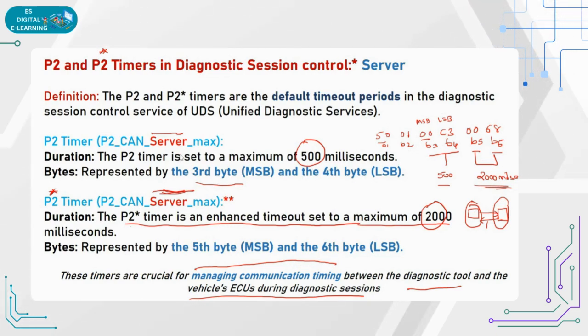So you can write down the same, if you missed any points: the third byte and fourth byte are P2, and the fifth byte and sixth byte are P2 star. In interviews, they will ask you, so that's the reason we need to stress those points.